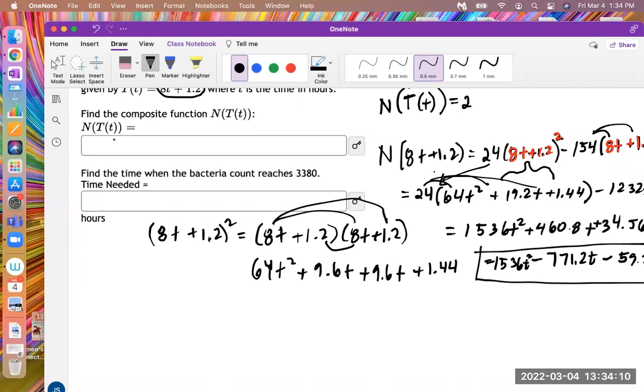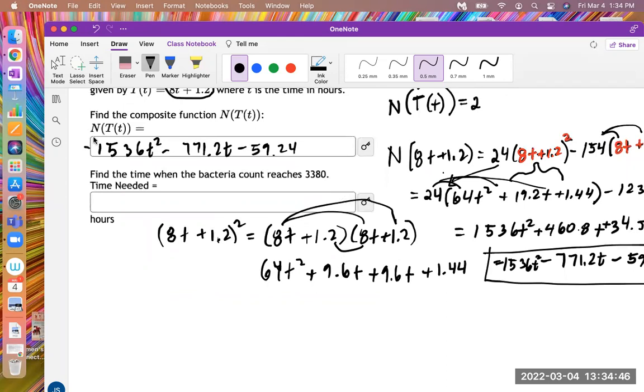So I can plug that in. That's the 15.36t squared plus 460.8t minus 59. Oh, wait, oops, look at me, I'm not even able to write this. Okay, minus the 771.2t minus 59.24, I believe. Yeah, okay, so that's the answer to the first part.